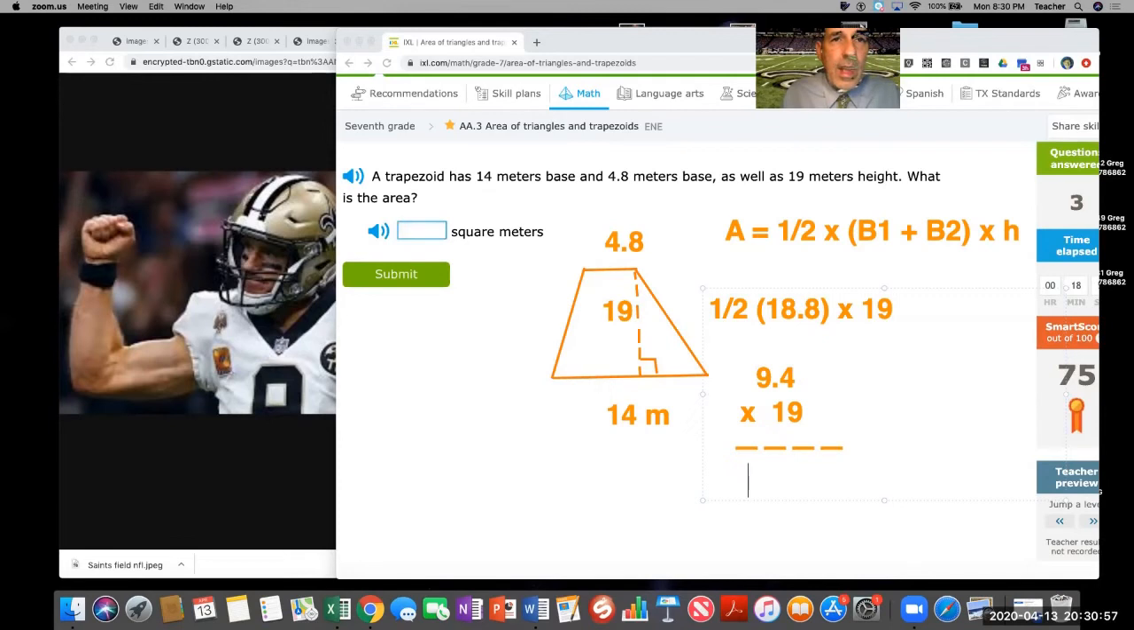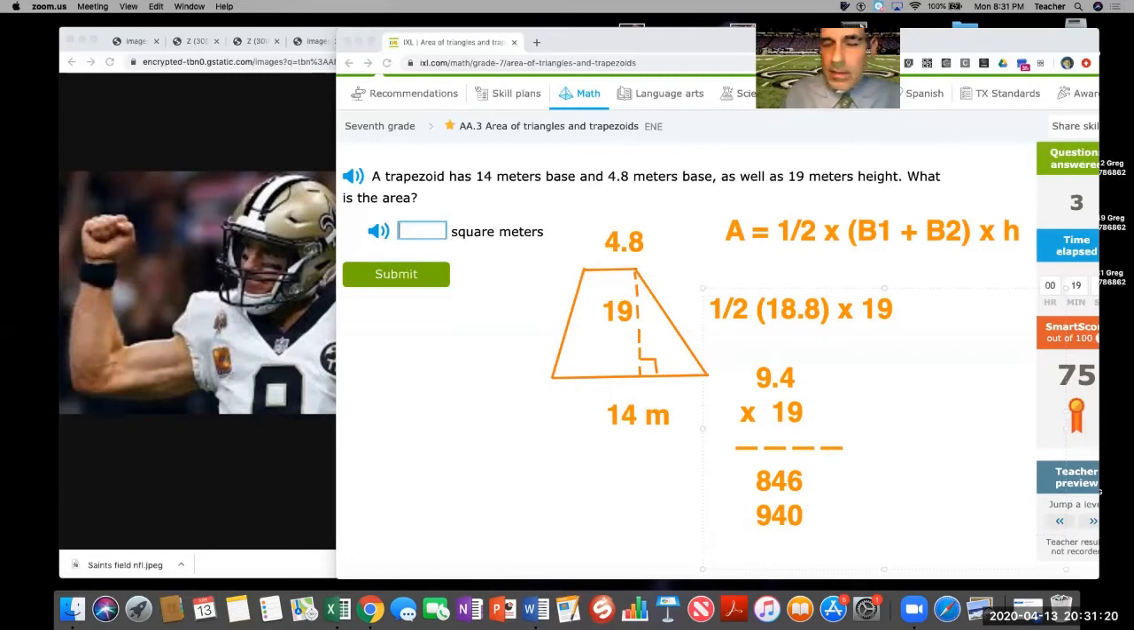Okay, so 9 times 4 is 36. Carry the 3. 9 times 9 is 81. So it's going to be 84 by the time you add the 3 to that. And then we're going to have the 0 we got to drop down, and 1 times anything equals itself. So we're going to have 94 there.